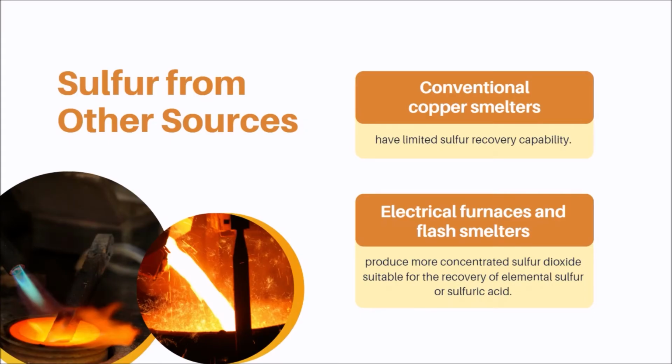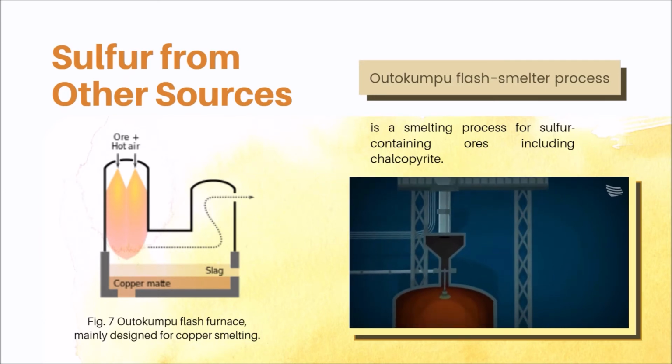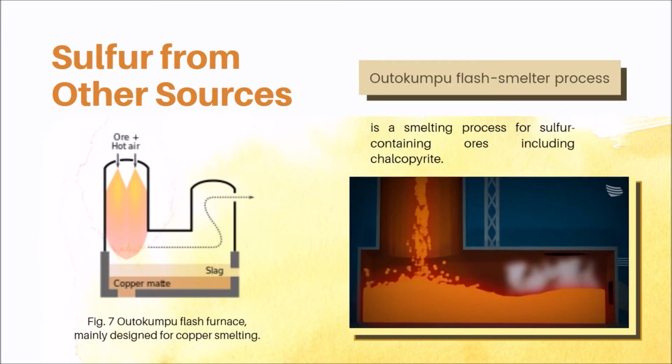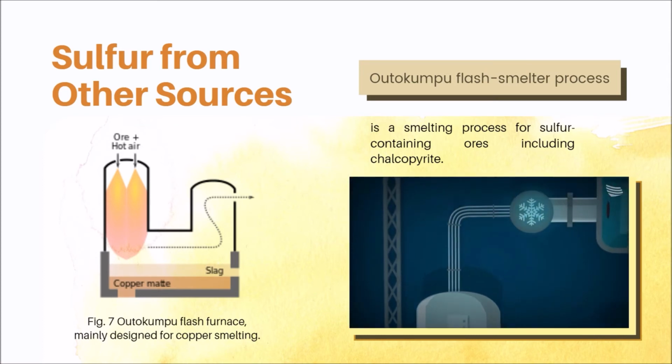Sulfur from other sources. Conventional copper smelters have limited sulfur recovery capability because certain portions of the gas are too low in sulfur dioxide concentration to make sulfuric acid economically. Electrical furnaces and flash melters produce more concentrated sulfur dioxide suitable for the recovery of elemental sulfur or sulfuric acid. In the Outokumpu flash melter process, flash melting with oxygen-enriched air makes use of the energy contained in the concentrate to supply most of the energy required by the furnaces.